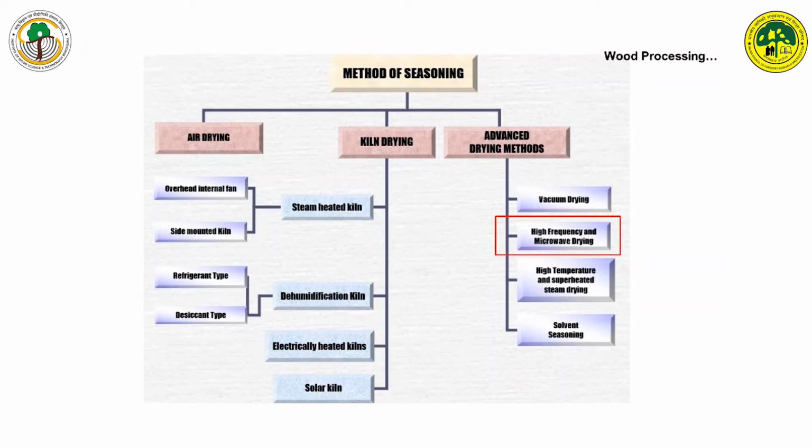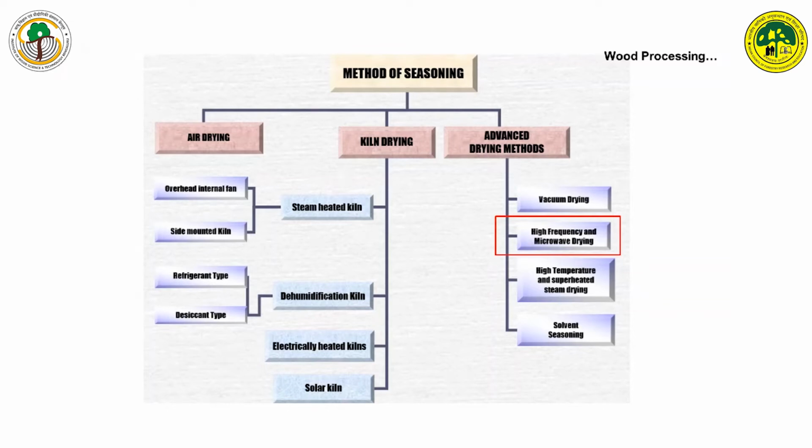So there are other kiln drying methods. The basic principle of wood seasoning is to control drying. We should control the drying so that we can achieve drying in a shorter period with very minimum degrade. That is the ultimate aim of wood seasoning. And for that, different drying kilns are available.